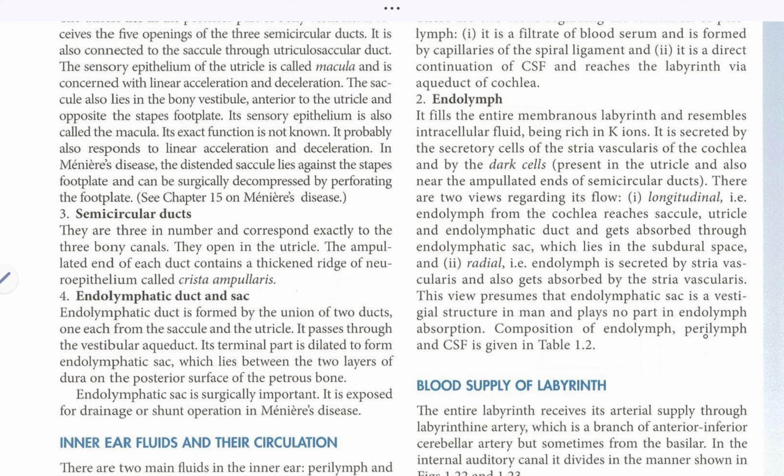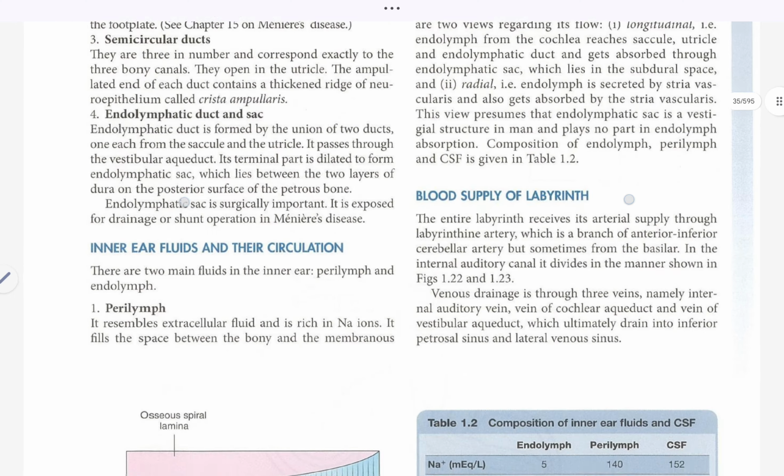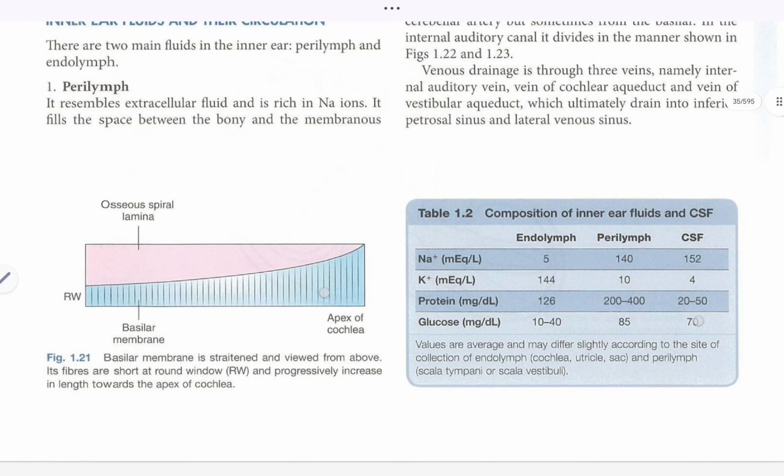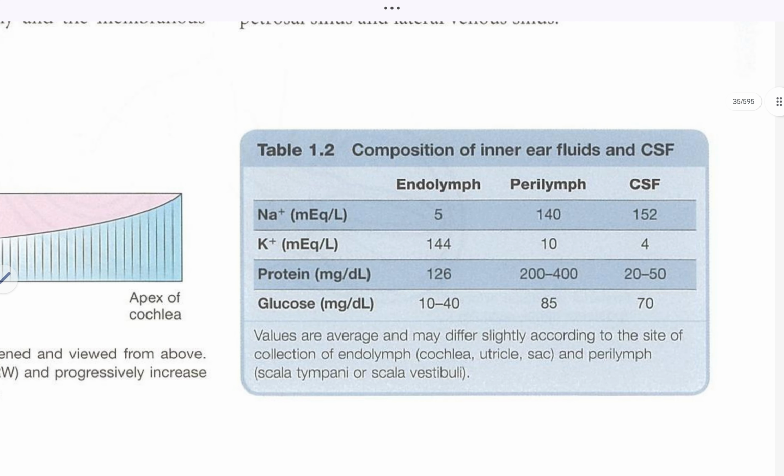Composition of endolymph, perilymph, and CSF is given in Table 1.2. Composition of inner ear fluids and CSF: sodium, potassium, protein, and glucose. Values are average and may differ according to the site of collection of endolymph, cochlea, utricle, sac, and perilymph, scala tympani, or scala vestibuli. We have the endolymph, perilymph, and CSF.